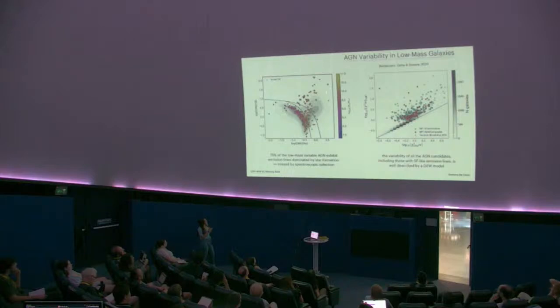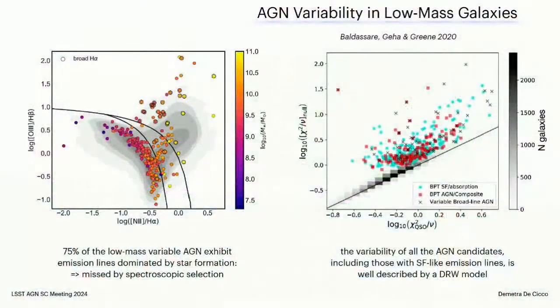You see that the sources with the highest masses are in the AGN region, but based on this diagram, you would miss 75% of the low mass AGN if you only look at spectroscopic information to select AGN. So this is telling you how important optical variability will be and is for the selection of low mass AGN.